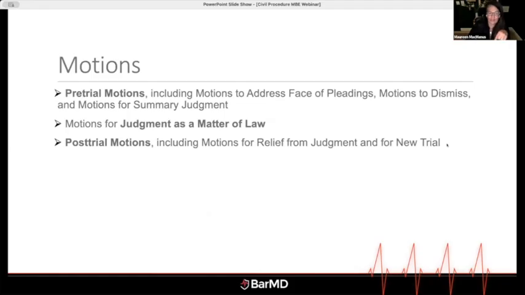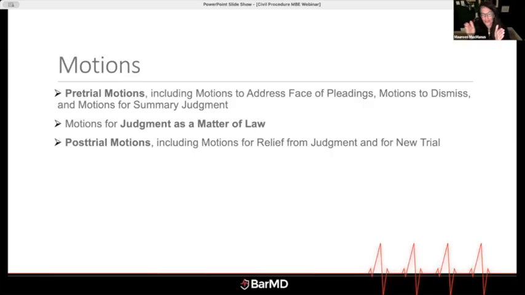And then motions. There are 3 categories here. We have pretrial motions, including motions to address the face of the pleading, such as a motion to strike, motions to dismiss, so a lot of your Rule 12 motions, and MSJs. There are also motions for judgment as a matter of law, that's JMOL, RJMOL. And then we have post-trial motions: motion for relief from judgment, motion for a new trial. Those are often tested against each other. Again, an MSJ is thrown in there too.